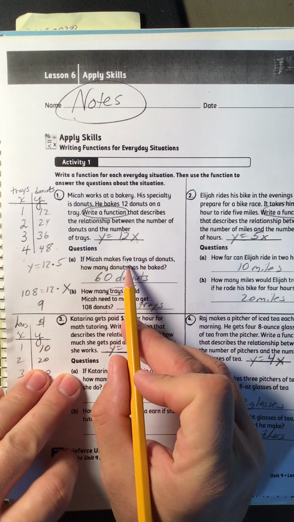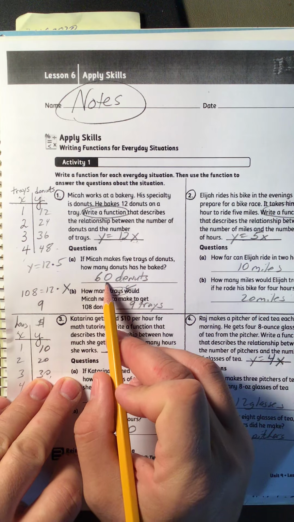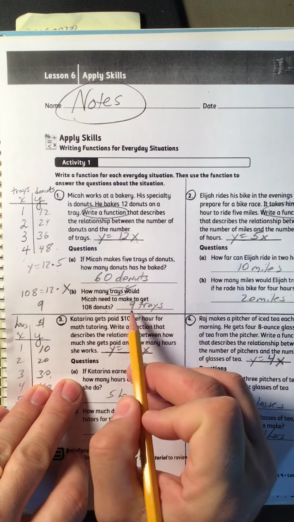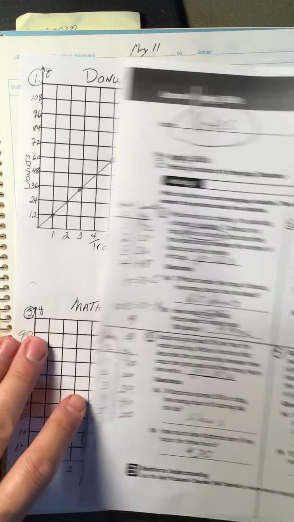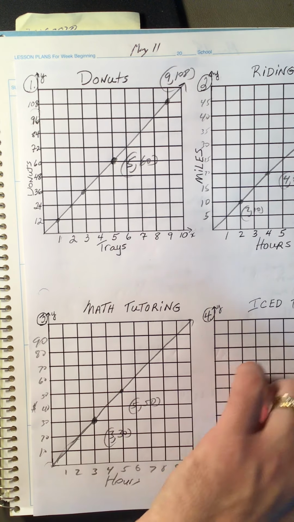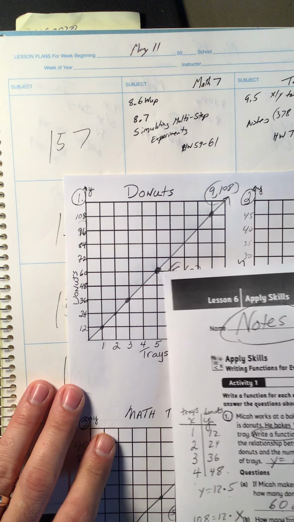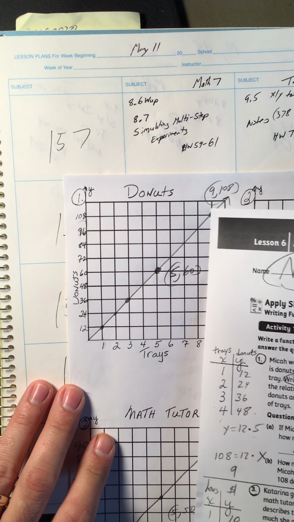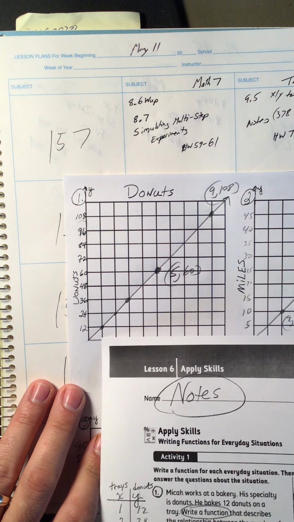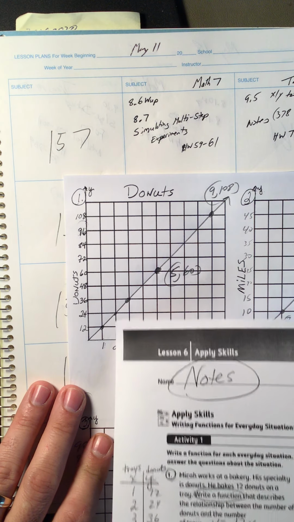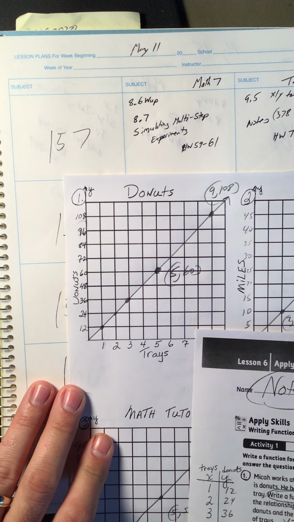Okay, and then I can plot these 2 points. 5 trays, 60 donuts. 9 trays, 108 donuts. That's what the graphs are at the end. And notice how nicely they line up. Also lines up with 1 tray, 12, 2, 24, 3, 36, and so on.